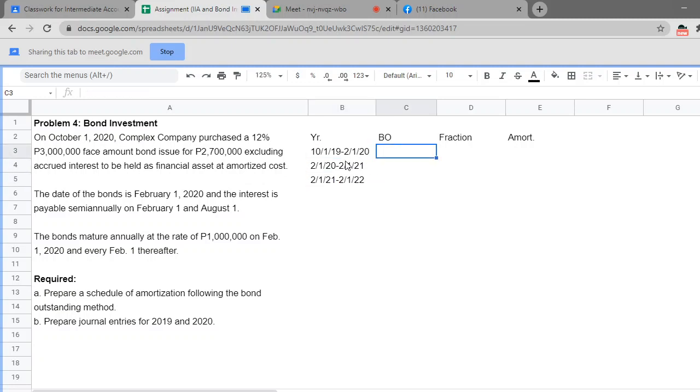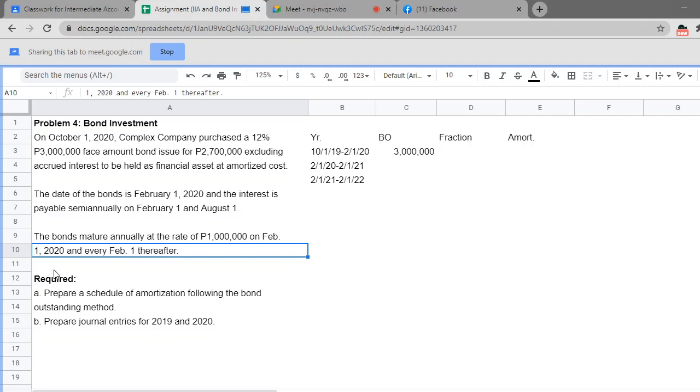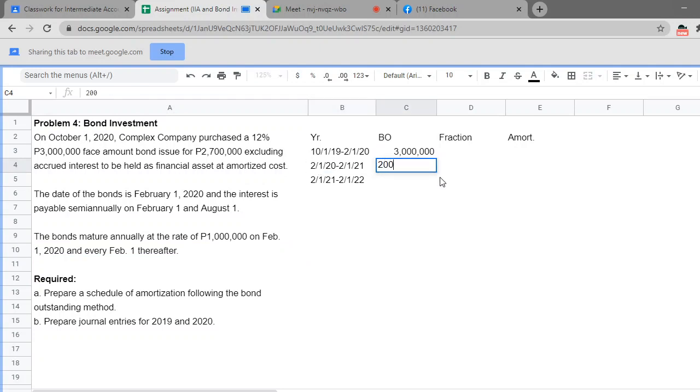Now, how much is the bond outstanding from October 1 to February 1? That's 3 million. Why, ma'am? Because the first payment is only on Feb 1, 2020. So until Feb 1, it is still 3 million. But starting Feb 1, 2020 until next year, since 1 million was paid, only 2 million remains. Eventually, only 1 million remains. If it were just 1 full year, we could go straight ahead, as in the illustration in the module and the book.